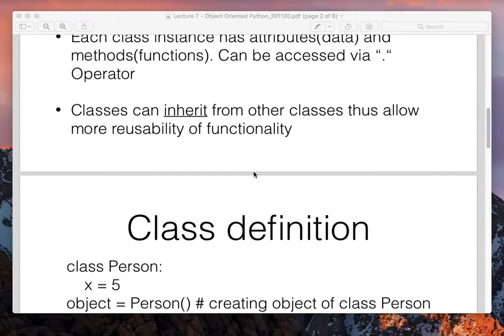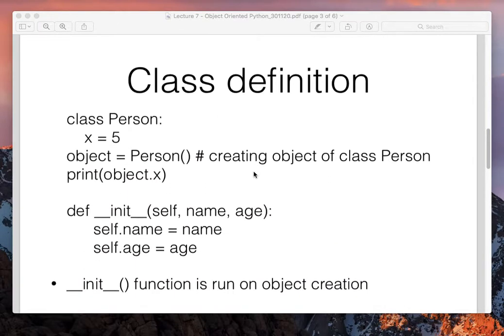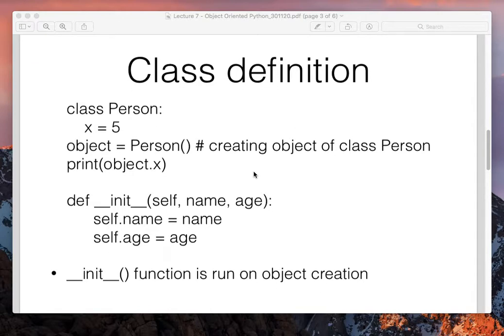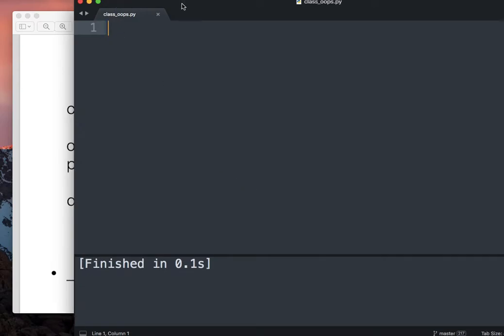Classes can inherit from other classes, thus allowing more reusability of functionality. This also we'll see: we can make classes and we can inherit. Different classes can inherit other classes, and thus it helps us in writing very minimal code for whatever work we are doing. So let's define our first class, and then maybe you will understand it better.